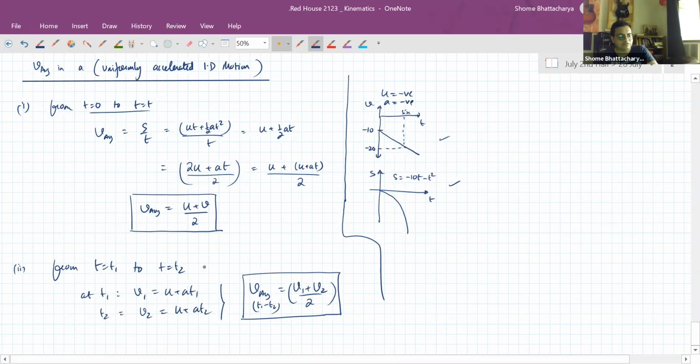Here, how we define average velocity is the displacement from t1 to t2 divided by the time interval. When I calculate this quantity, it will come out to be this one. This is also a very useful concept to keep in mind. Sometimes we can use it in place of the standard 3 equations to solve something faster.